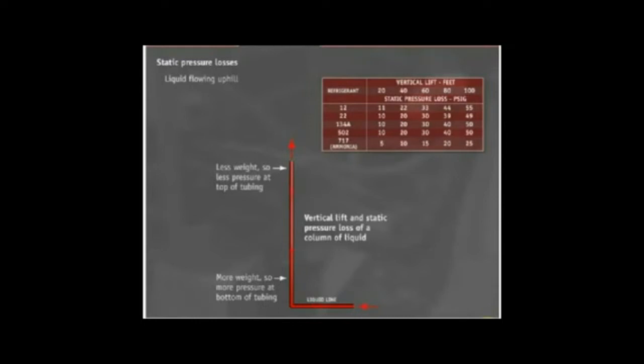Whenever liquid from a condenser or receiver must be piped uphill, there will be a static pressure drop as the liquid climbs higher in the piping. This is in addition to the friction pressure losses from the pipe sidewalls as the liquid climbs. Different refrigerant line sizing has no effect on static pressure losses from vertical lift, as it is dependent on the weight of the refrigerant itself.